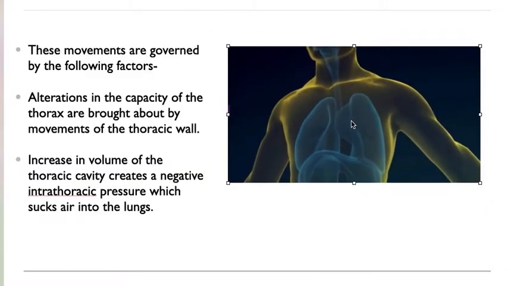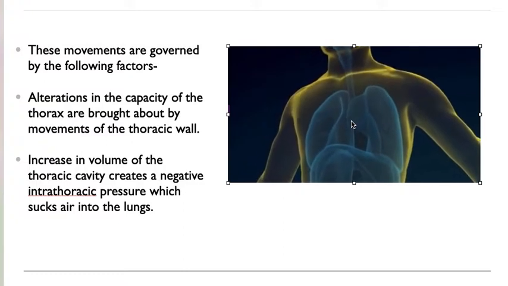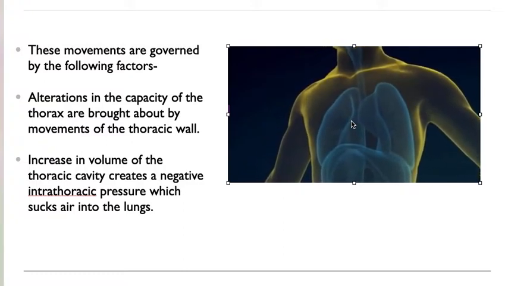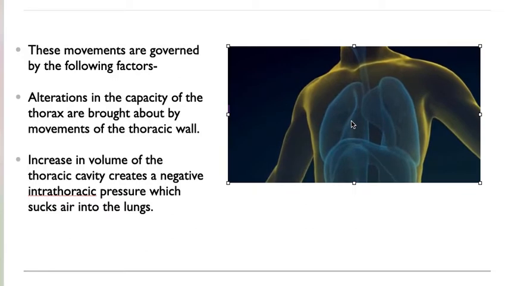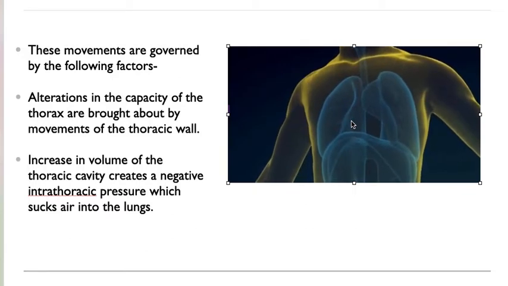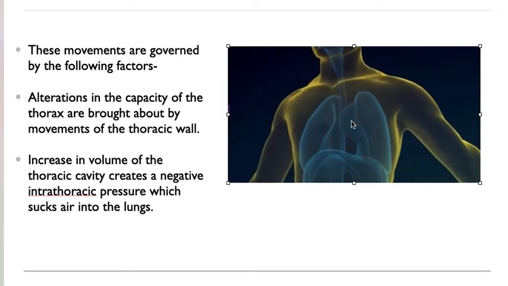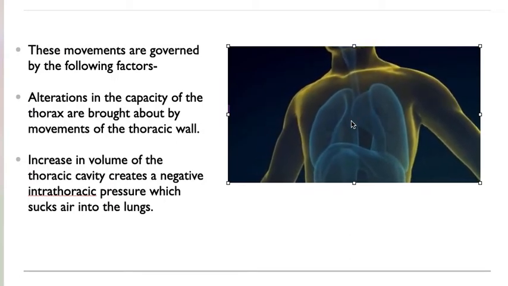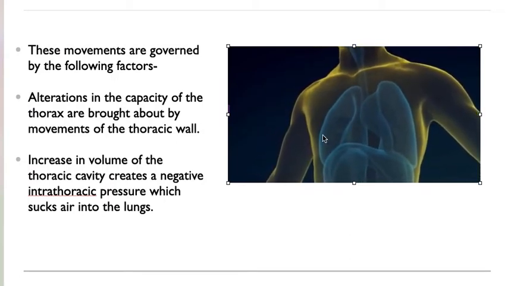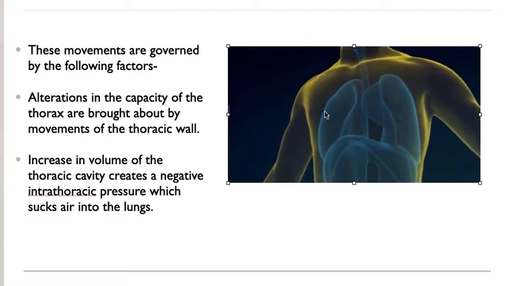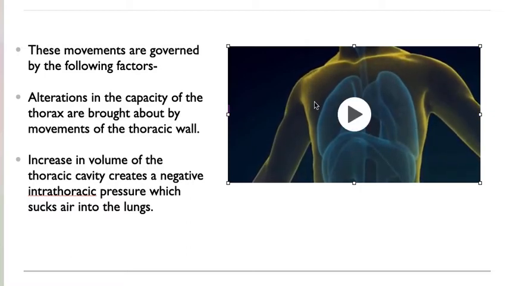Now, these movements are governed by the following factors. Firstly, alteration in the capacity of the thorax is brought about by the movement of the thoracic wall. Increase in volume of the thoracic cavity causes a negative pressure, intrathoracic negative pressure, which is sucking in the air into the lungs.